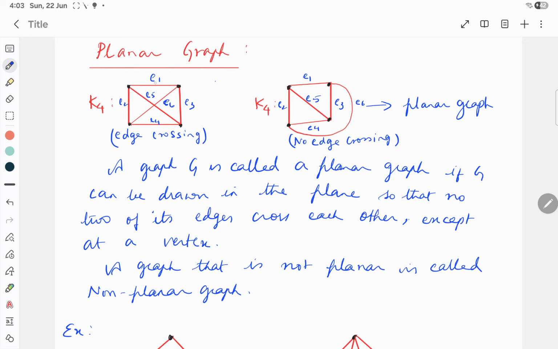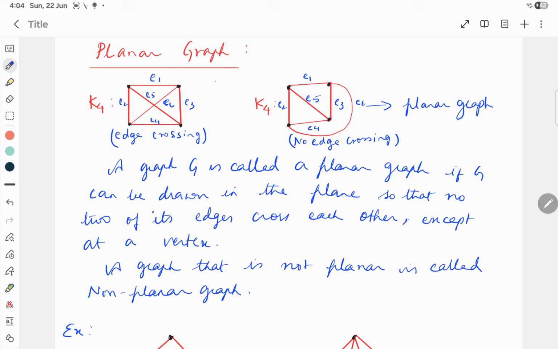So if I name the edges as E1, E2, E3, E4, E5 and E6, you can see that there is an edge crossing. So there is a crossing of edges E5 and E6. The same graph K4 can be written as shown here. K4 can be written with 4 vertices, E1, E2, E3, E4 edges and E5 edge, and E6 can be written from outside. So now in this graph you can see that there is no edge crossing, and such a graph is called a planar graph.